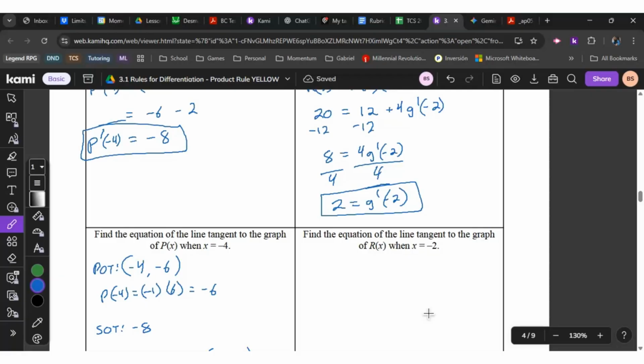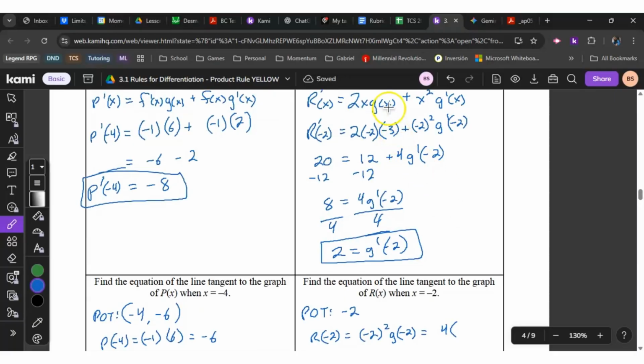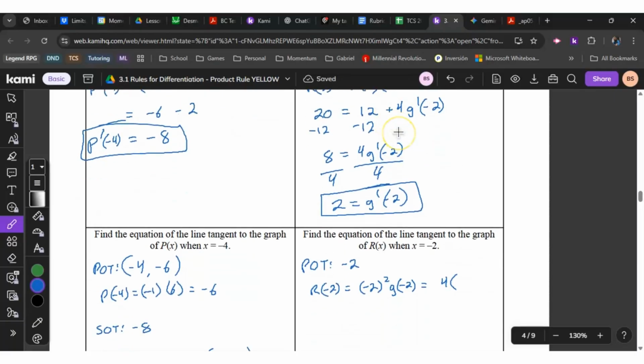And then I can use some of this information to find the equation of the tangent line. So, careful here, but let's start with the point. First of all, it's negative 2, and then we need to find r of negative 2, which is negative 2 squared times g of negative 2, which is 4 times, what's g of negative 2? I forget. Negative 3, perfect. Which means it's negative 12. So my point is negative 2, negative 12.